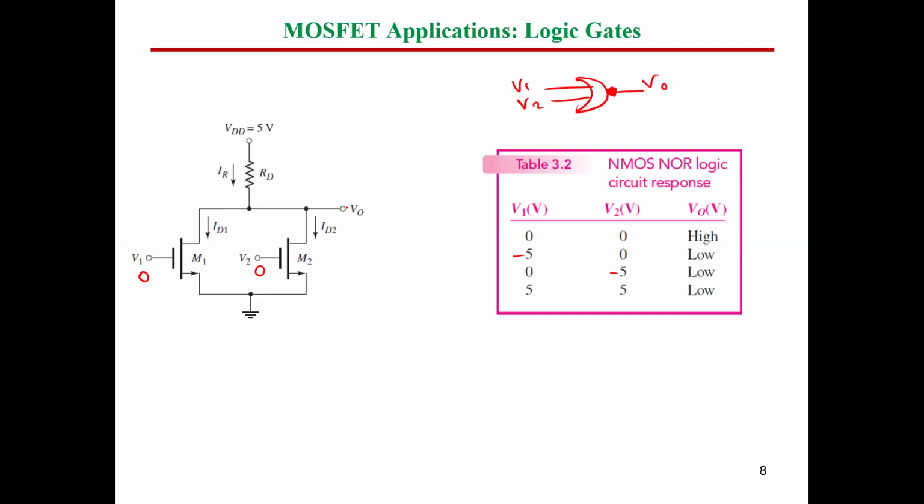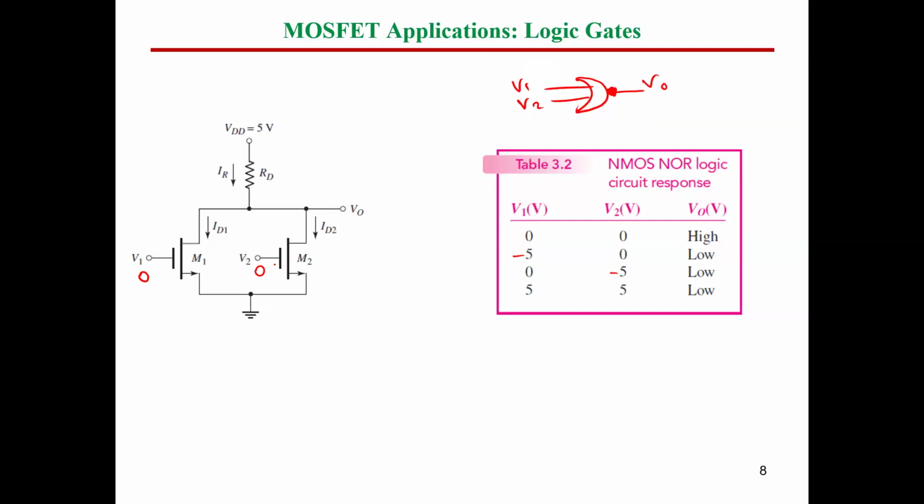This means that if you don't have current flow in the circuit, V out will be the same as VDD all of the time. And if you don't have current flow through the MOSFETs, it means the MOSFETs are off. Sorry, if you would like to have active high, both of them have to be off. For that, only if you have 0, 0 will you have high.